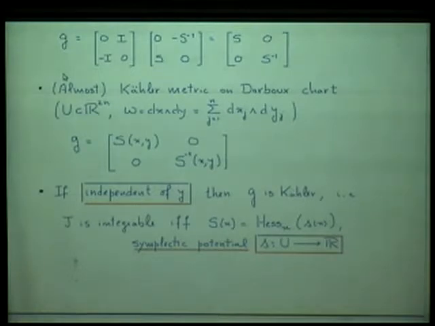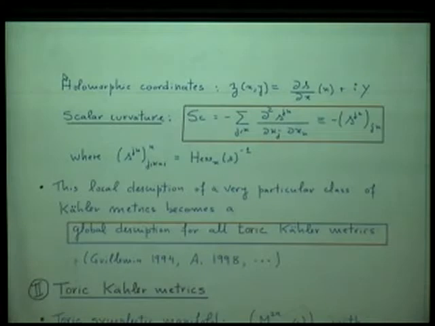So if S is independent of Y, then when is such a thing, which is an almost complex structure, a complex structure, hence a Kaehler metric? You need this complex structure to be integrable. Well, the integrability condition takes a particularly nice form. It is integrable if and only if the symmetric positive definite matrix is the Hessian of some function. I'll call this function, which is defined in this neighborhood U with values in R, the symplectic potential. It has to be a convex function so that its Hessian is positive definite. I left the arrow there. Let me move it away.